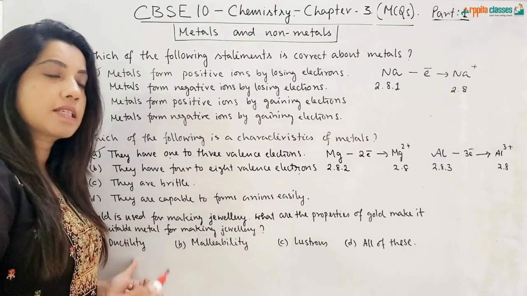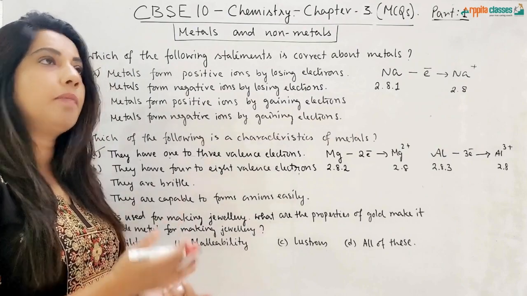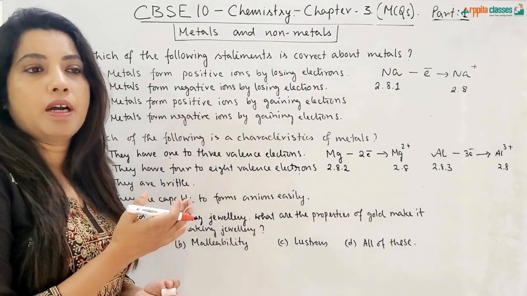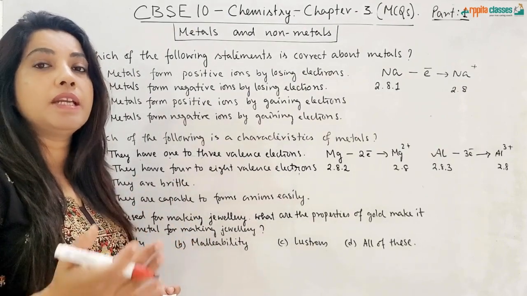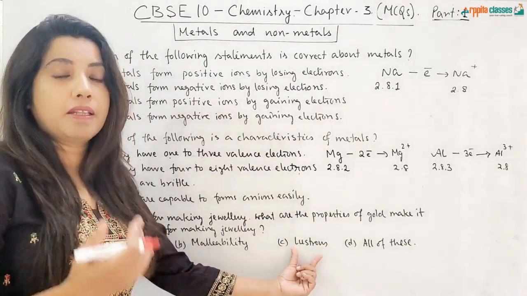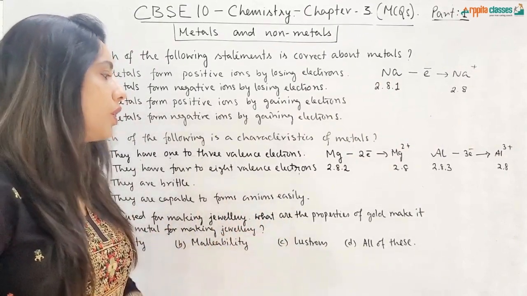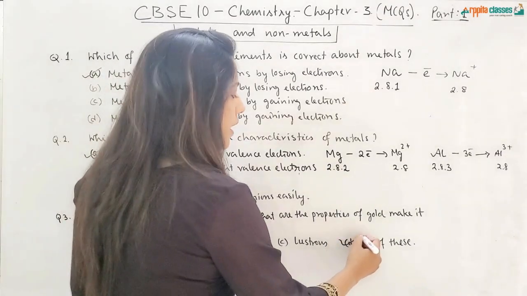So ductility is important for making jewelry. Malleability is also required because malleability is a property where we can beat the metals into thin sheets. So malleability is also important. Lustrous, yes, obviously the jewelry should be shiny, that is lustrous, so that is also required. So all of this is the correct option.